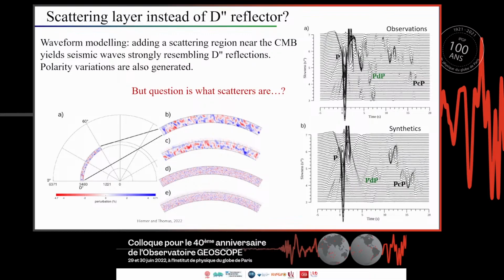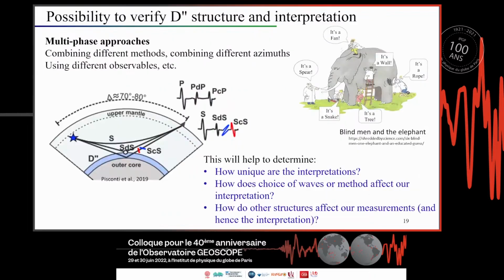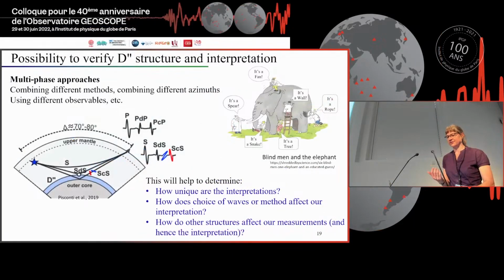But you can see there is a wave that we could call a PDP wave, right? And we even see variations of polarities and amplitudes in the synthetics. So maybe there are different explanations still. But then, of course, what is the scattering? So, what can we do to verify the D-double prime structures and our interpretation?